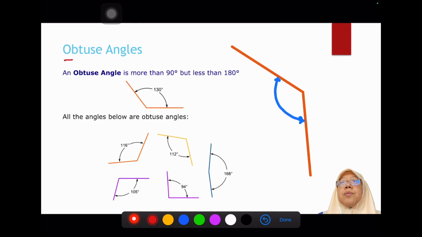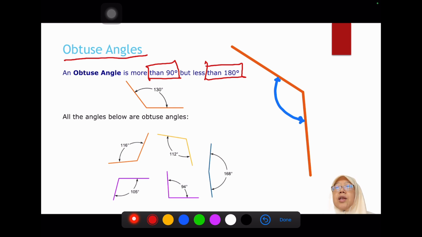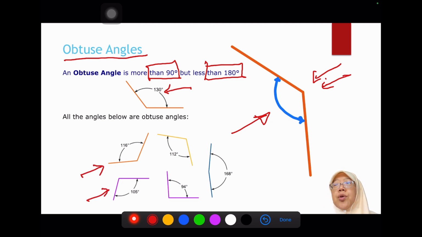Obtuse angles. Okay, obtuse angles are more than 90 degrees and less than 180, so it has a range. The range is between 90 and 180 degrees, like this one, 130 degrees. And you can also draw it this way, but remember which side you are looking at. Are you looking at this side or this side? So always remember it must be more than 90 degrees and less than 180 degrees. Then you have different orientations drawn.